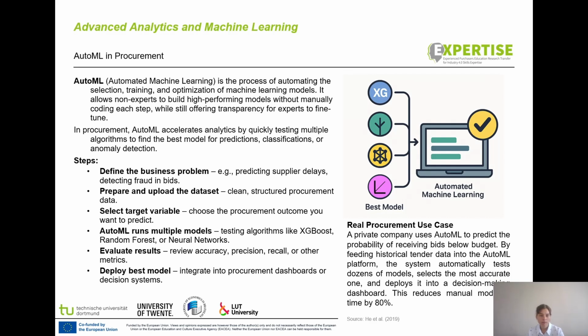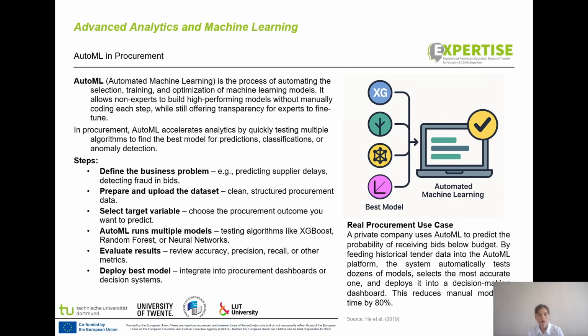AutoML, or automated machine learning, is a way to build high-quality predictive models without having to manually select and fine-tune each algorithm. In procurement, this means you can start with cleaning historical data, define the outcome you want to predict, and let the AutoML platform automatically try different algorithms, optimize parameters, and pick the best one.